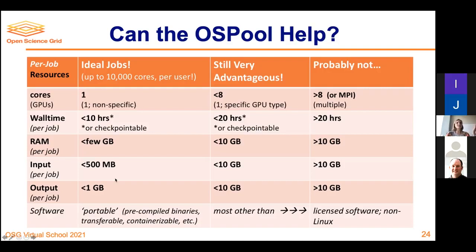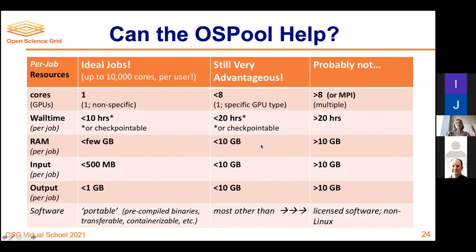So the ideal jobs that we talk about, where a user can have literally up to 10,000 cores in use within hours after submitting, are jobs that individually need a single core, run for less than 10 hours, need a laptop amount of memory, and less than a gigabyte of input and output with highly portable software.